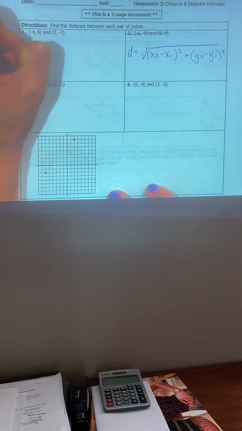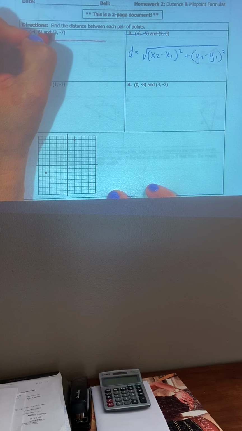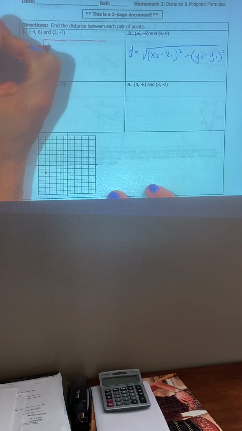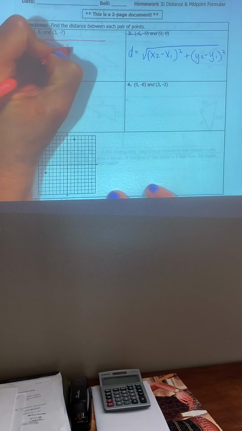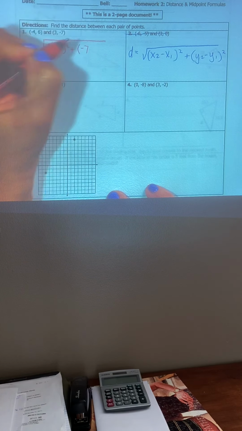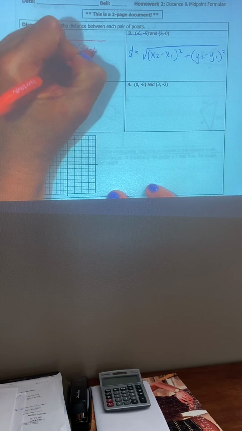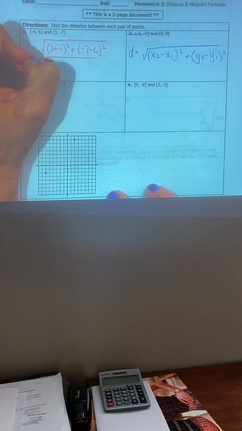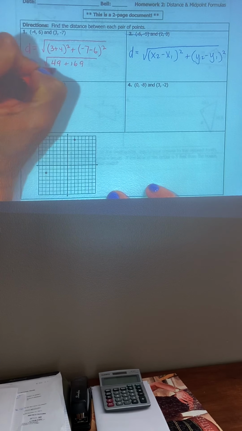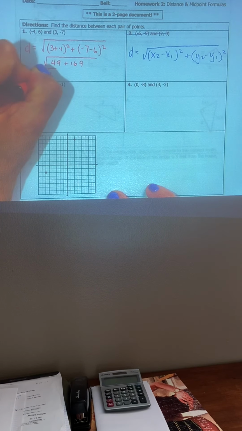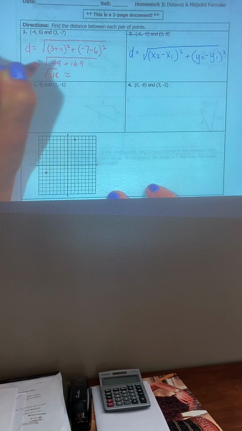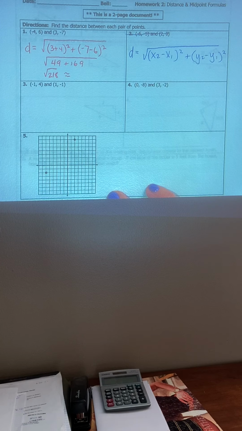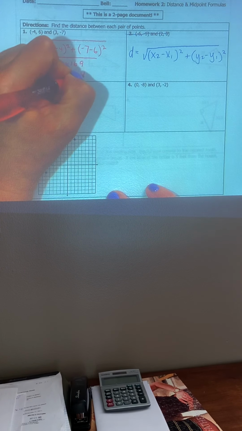All right, finding the distance formula, and we get x2 minus x1 squared, so that's 3 plus 4 squared, plus -7 minus 6 squared. That's 7 squared, which is 49. That's -13 squared, which is 169. And from there, that gives me 218. I take the square root of 218, and notice what it says, we're going to round to the nearest hundredth again, 14.76.